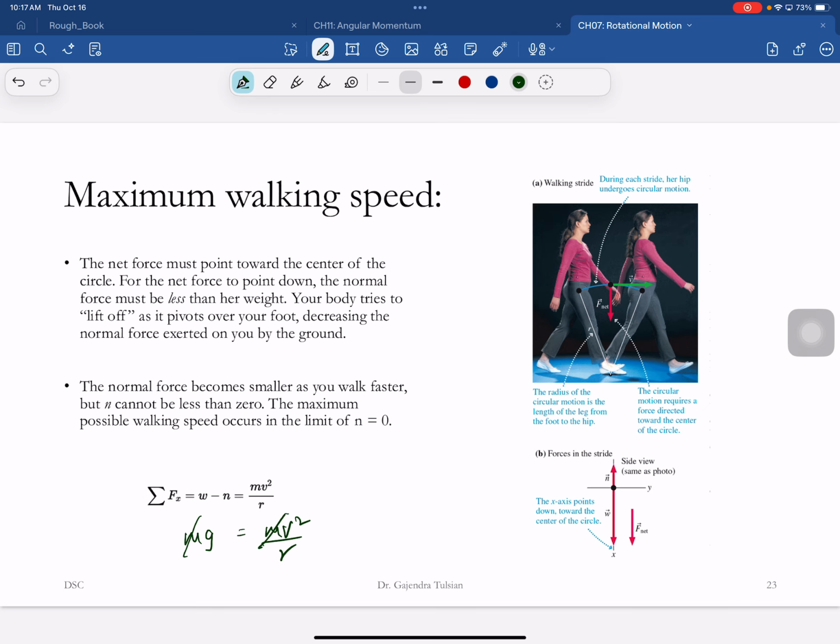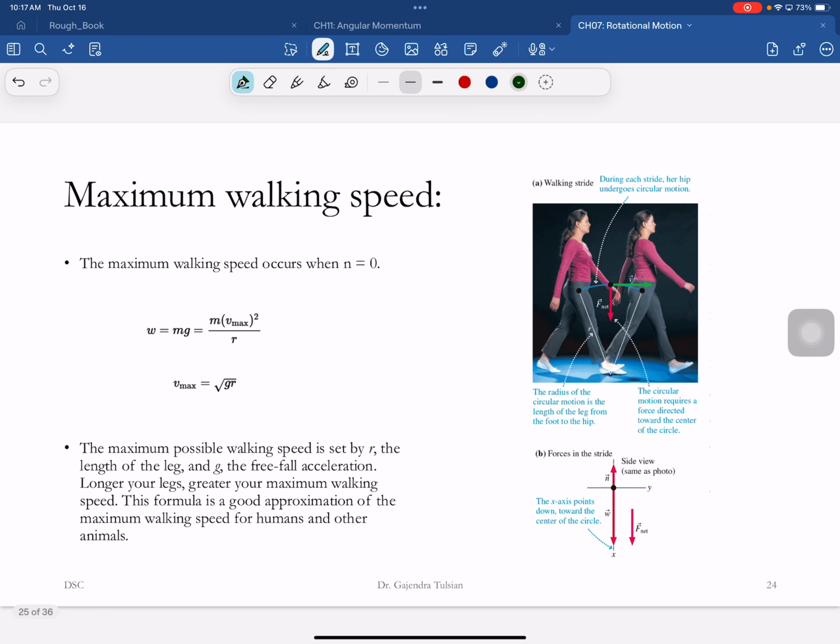And your maximum walking speed doesn't depend on your mass. It doesn't depend on your weight. It just depends on the length of your legs. The maximum possible walking speed is set by r, the length of your leg, and g.